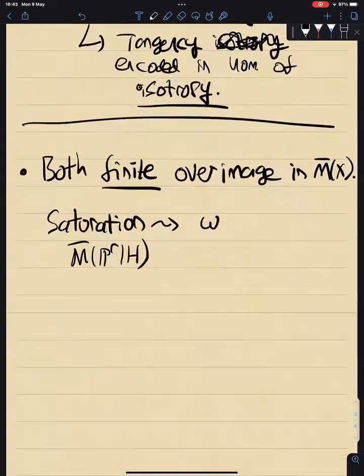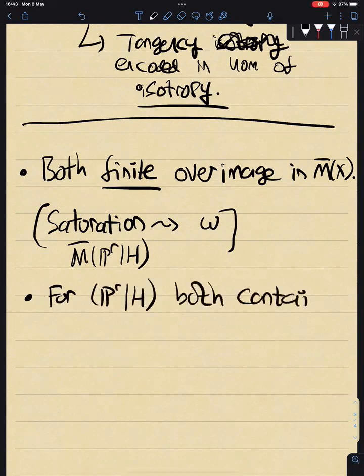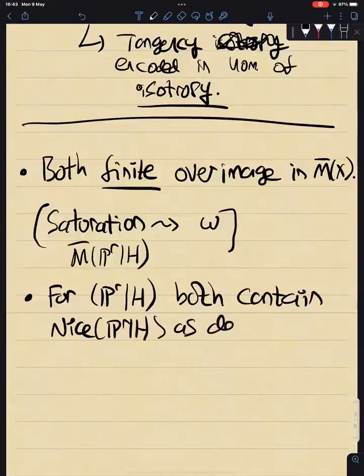Okay, great. So they're both finite over their image in maps. And this is related to what I was saying. If we look at simple examples like P^r rel H, or the universal smooth geometry, which I mention later, they both contain this nice locus as a dense open. So they're sort of faithful compactifications in some sense.